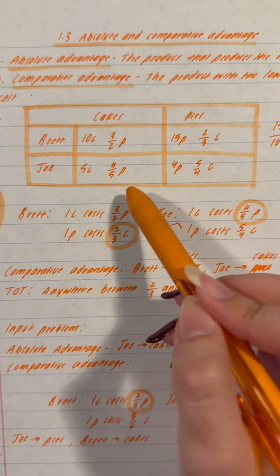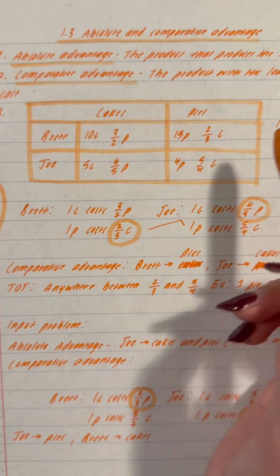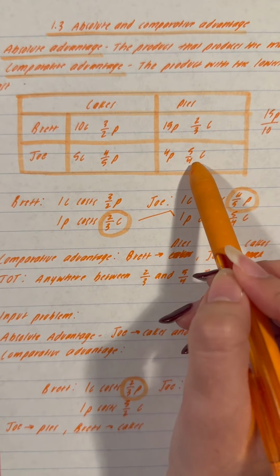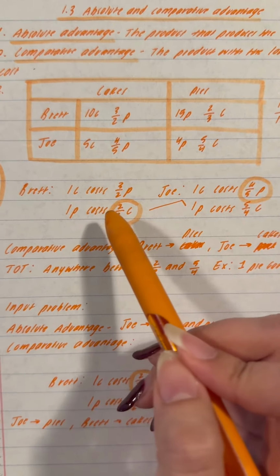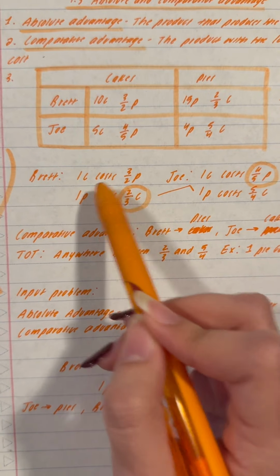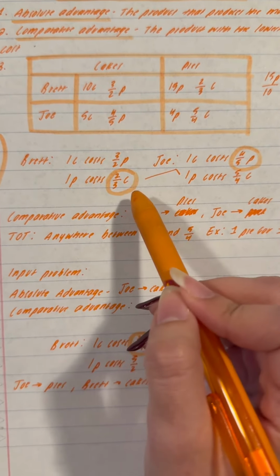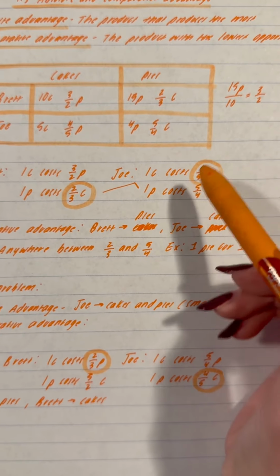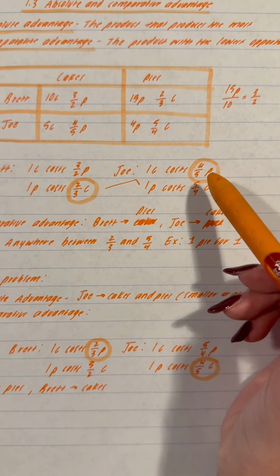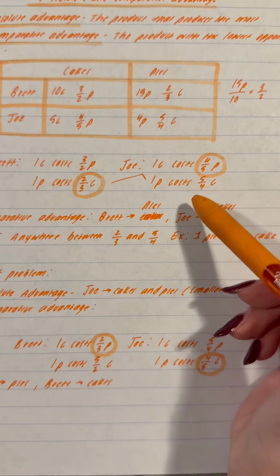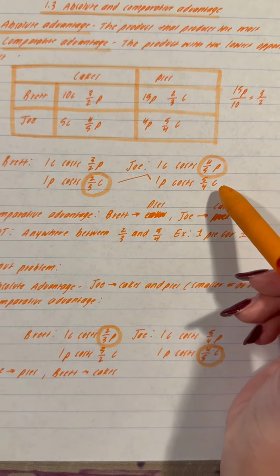And then for Joe, I took 4 over 5, and once again, the number over here would be just its reciprocal. So that would just turn out to be one cake costs 3/2 of a pie. One pie costs 2/3 of a cake for Brett, and then for Joe, one cake costs 4/5 of a pie, while one pie costs 5/4 of a cake.